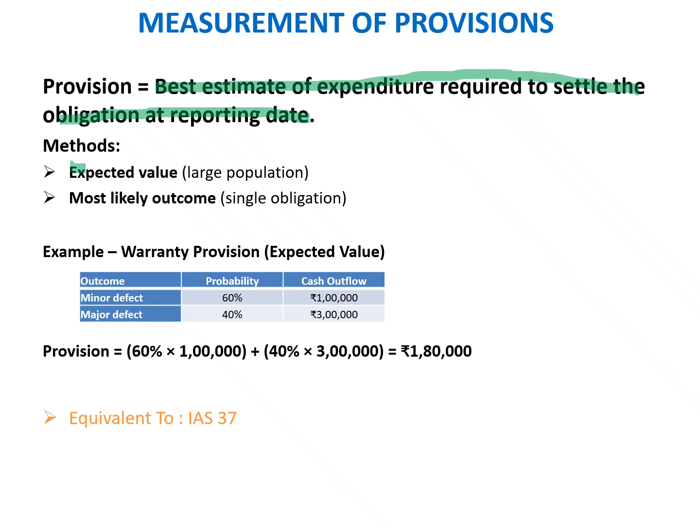So methods are expected value, which is for a large population, or let's say a most likely outcome, which is for a single obligation. So depending upon the kind of obligation, we have to create the best estimate for the provision.